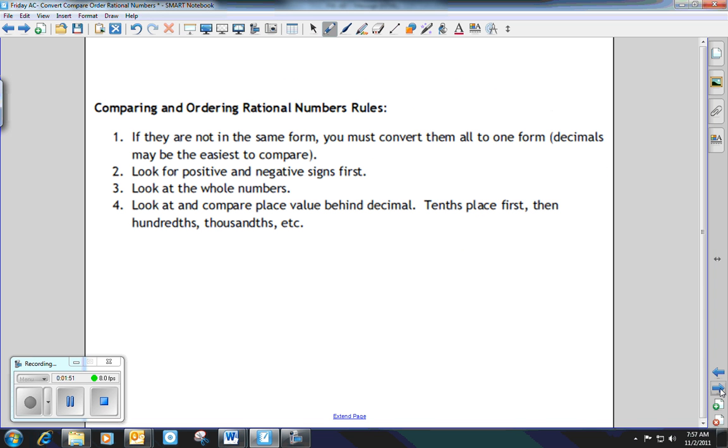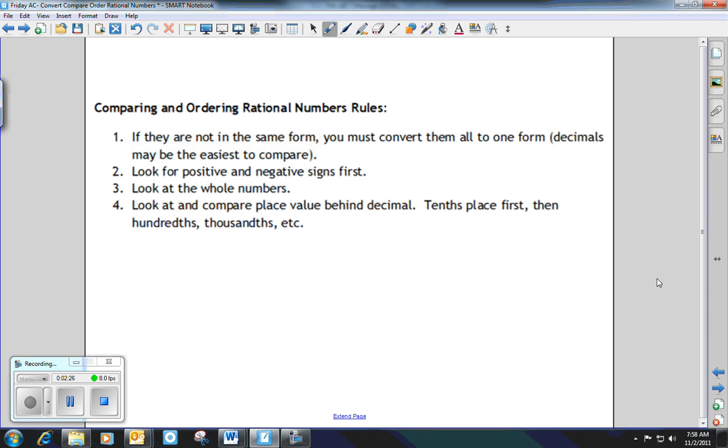Now when we're comparing and ordering rational numbers of different types, let's say comparing a decimal to a fraction or a fraction to a percent, if they're not in the same form and you have a whole bunch of them, you have to convert them all to one form. Usually people find decimals are the easiest to compare and they convert everything to decimal form. Or you might be lucky and have fractions where it's easy to find a common denominator and you can convert things to fractions. But when we're talking about fractions, sometimes it's very hard to find a common denominator.